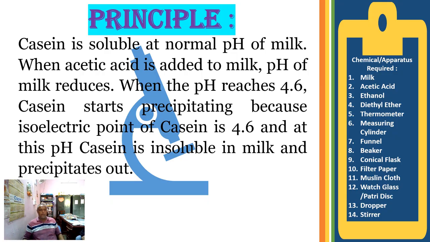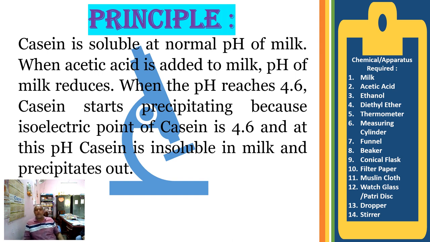The principle behind the isolation of casein protein from milk is that casein is soluble at the normal pH of milk. When acetic acid is added drop by drop to milk, the pH of milk reduces. When the pH reaches 4.6, then casein starts precipitating because the isoelectric point of casein is 4.6. And at this pH, casein is insoluble in milk and precipitates out.